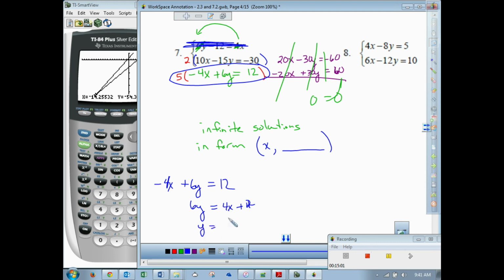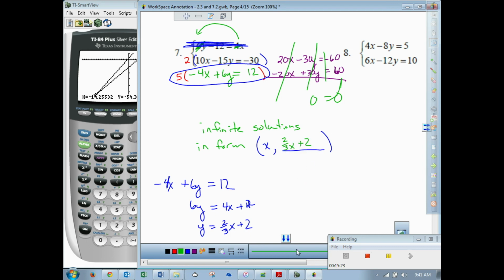4/6, what's 4/6 reduced to? 2/3. There's still an x with it, and 12 divided by 6 is 2. Cool? What goes in the blank, though, is just what y equals. You only put the 2/3 x plus 2.